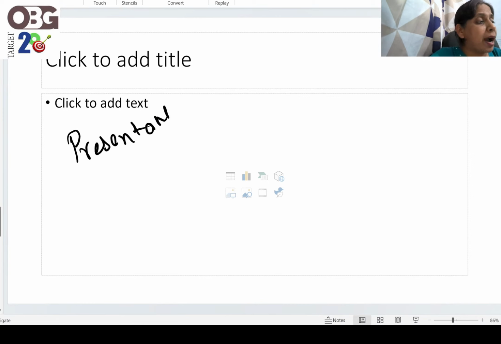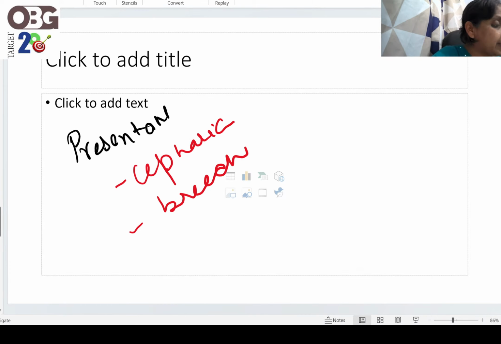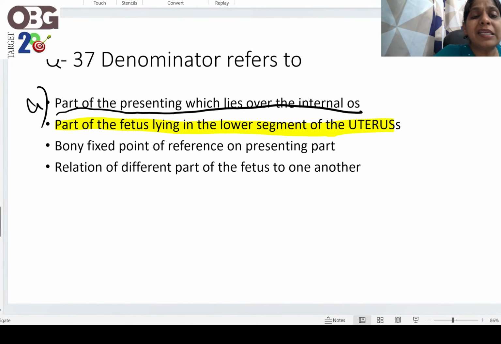कौन सा part बच्चे का lower segment में है? Presentation कौन कौन सी होती हैं? It is cephalic, it is breech. अगर head नीचे है तो उसको हम cephalic presentation बोलते हैं. अगर breech नीचे है, pelvis नीचे है तो उसको हम breech बोलते हैं. अगर shoulder लोअर सेगमेंट में है तो हम उसको शोल्डर प्रेजेंटेशन बोलते हैं, ठीक है? तो अब ये सेकंड पार्ट क्या है?